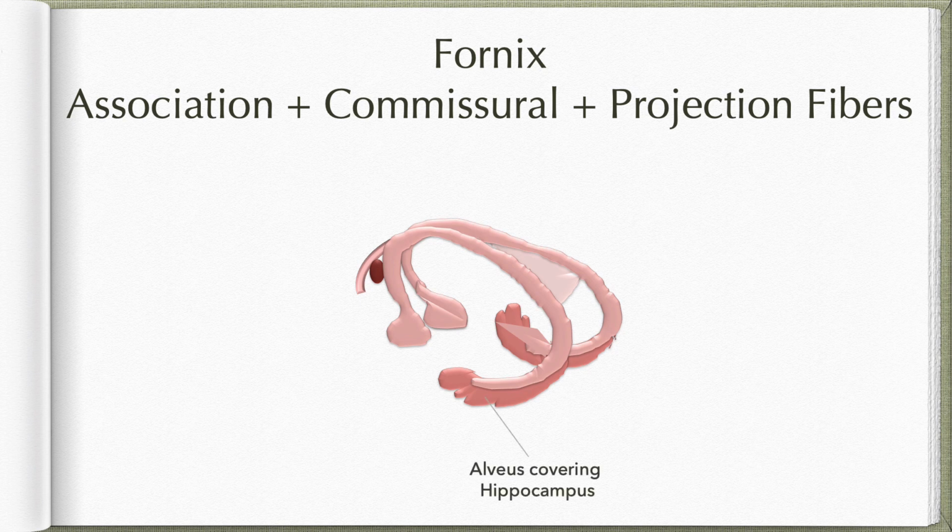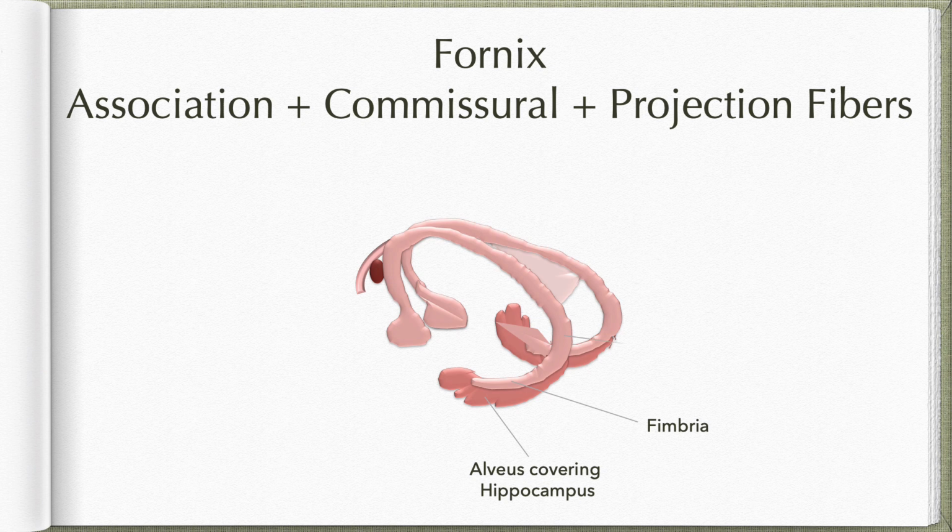Firstly, the fornix begins from the alveus, which is basically a thin sheet of white matter covering the upper surface of the hippocampus. These are the fibers which will be starting from the subicular area predominantly. So these alveolar fibers will then move to the medial side of the hippocampus, where they collect together to form what is known as the fimbria.